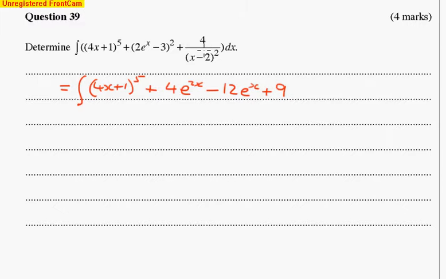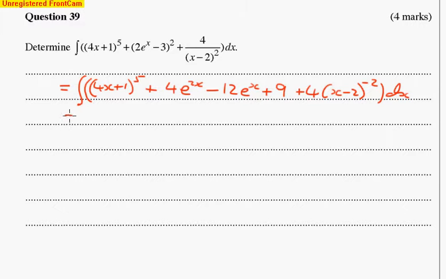And this one on the end I'm going to write in index notation. (x-2) to the negative 2, all with respect to x. And there's another set of brackets around the lot, because it's all getting integrated.